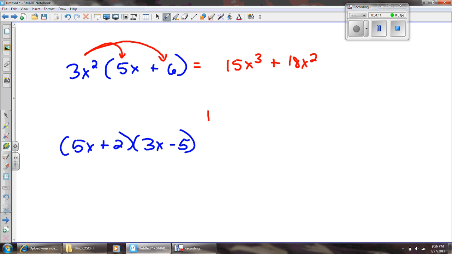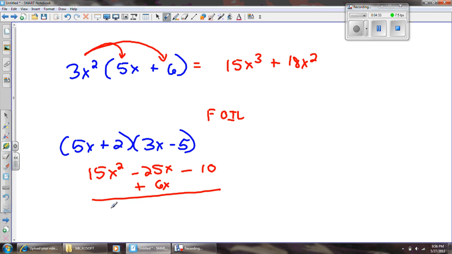This problem I would call a FOIL problem. Hopefully you're really good at foiling by now. First, outer, inner, last. My firsts give me 15x squared. My outers give me a negative 25x. My inners give me a positive 6x. And my lasts give me a negative 10. And when I combine like terms, I get this answer. And there you go. Pretty simple stuff.